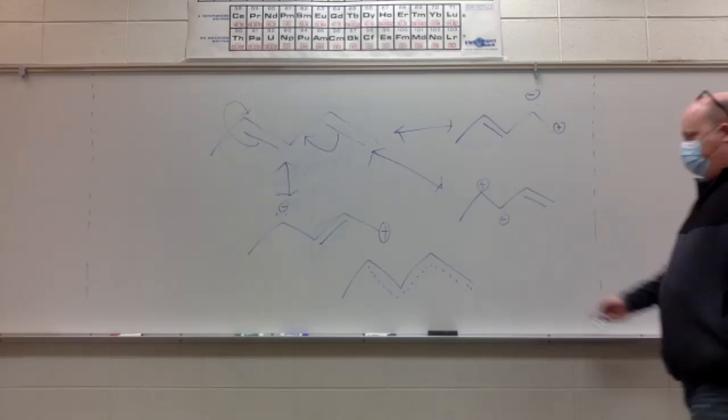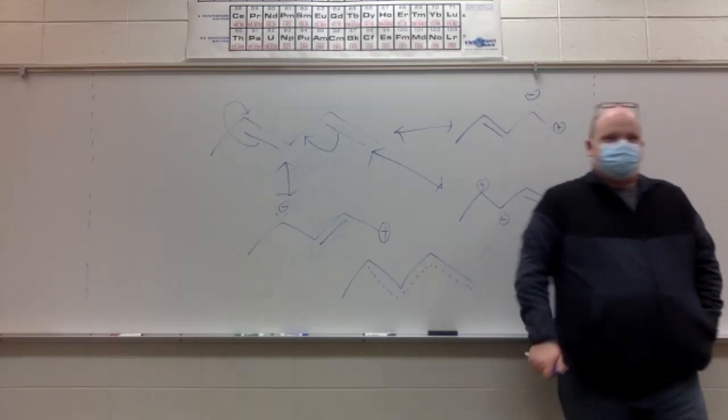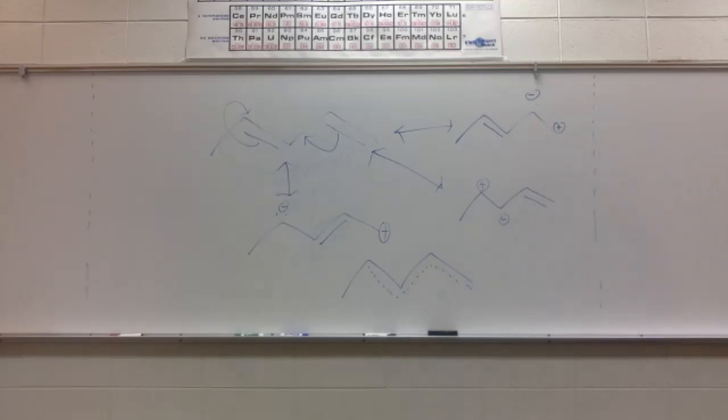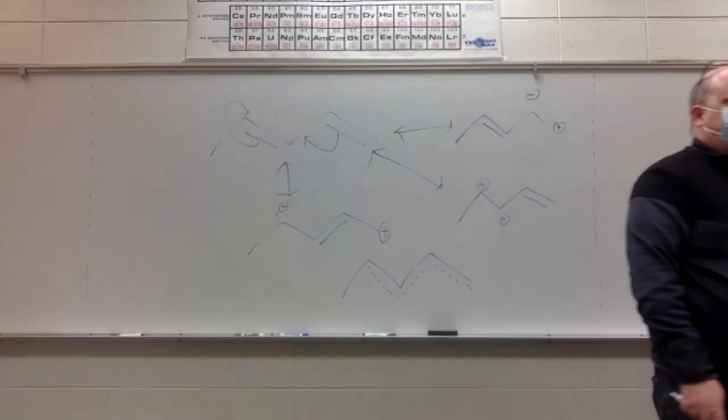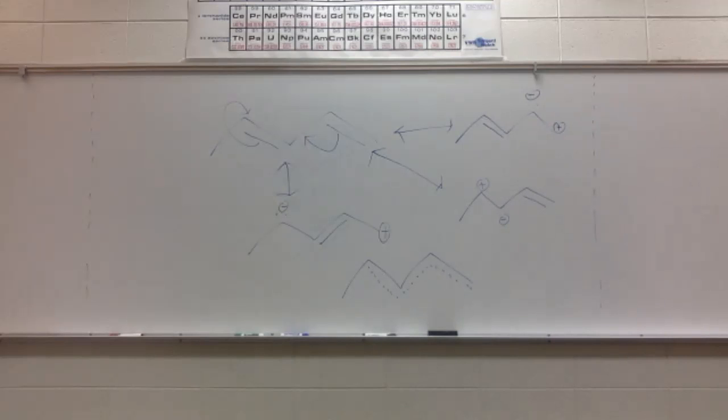So the resonance hybrid would look more like this. These are all just representations. They're all just ways to demonstrate that we can spread these electrons just like peanut butter across all these atoms. Okay? Does that make sense? Very good.